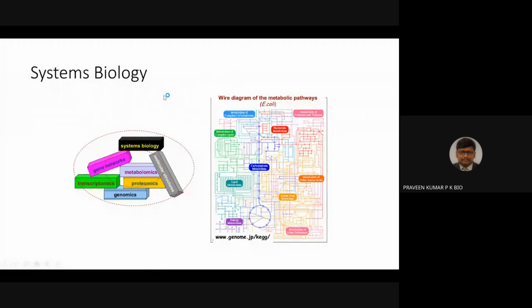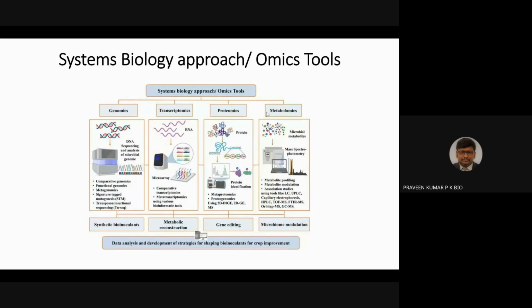So whatever I am telling about systems biology, it is not only used for treatment of diseases, it can also be used for producing specific secondary metabolites. In that case, whatever system I speak of is the E. coli system, if you are studying E. coli. Now let me take you to the systems biology approach and how it is integrated with the omic tools.